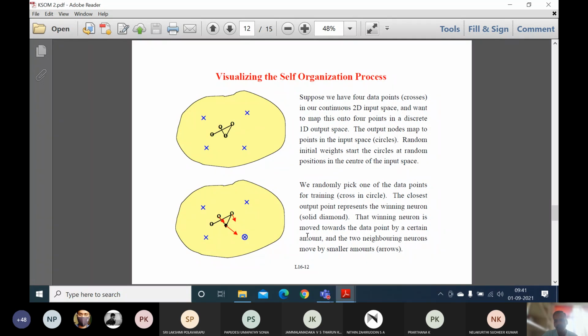The winning neuron is moved towards the data point by a certain amount, and the two other nodes, which are its neighbors at closer distance, are also moved by some small measure.